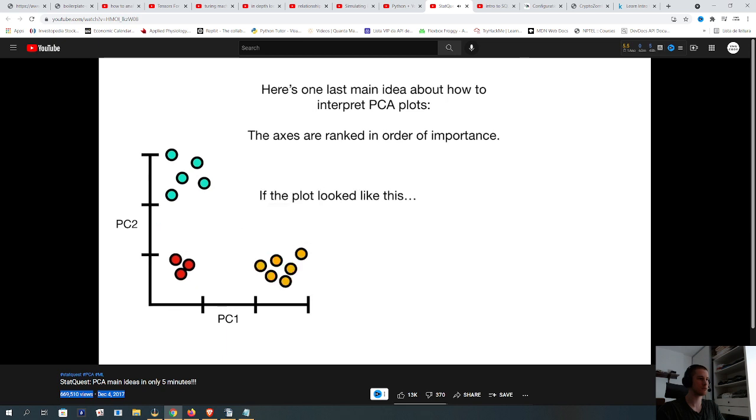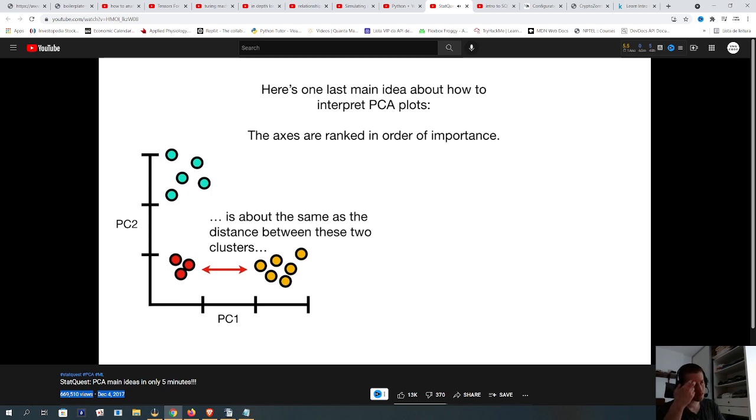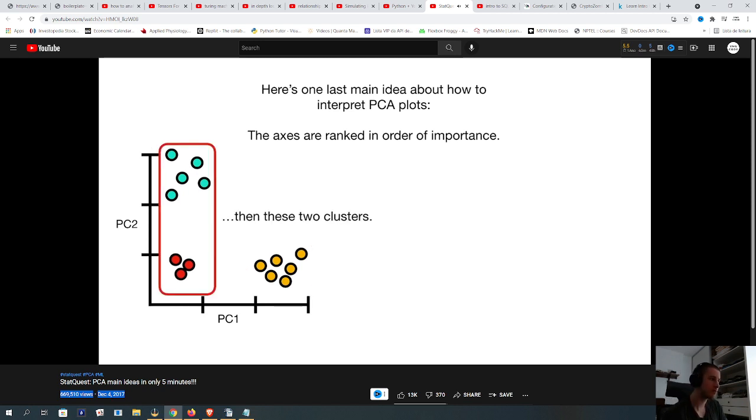If the plot looked like this, where the distance between these 2 clusters is about the same as the distance between these 2 clusters, then these 2 clusters are more different from each other than these 2 clusters.